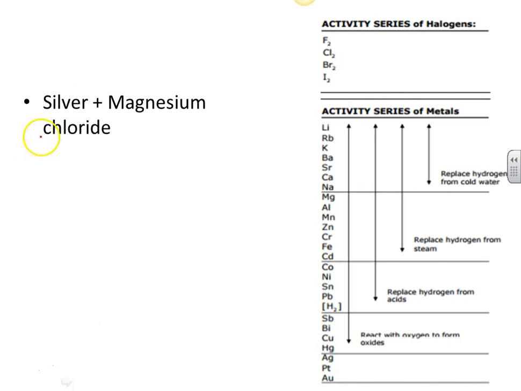Okay. Silver reacts with magnesium chloride. So we're going to compare our two metals. We've got silver here, and we've got magnesium way up here. The question would be, can silver replace magnesium? Remember, any element higher in the activity series has the ability to replace an element lower in the activity series. So in this case, magnesium is higher. Silver cannot replace magnesium. So this solid silver in an aqueous magnesium chloride is going to produce no reaction.